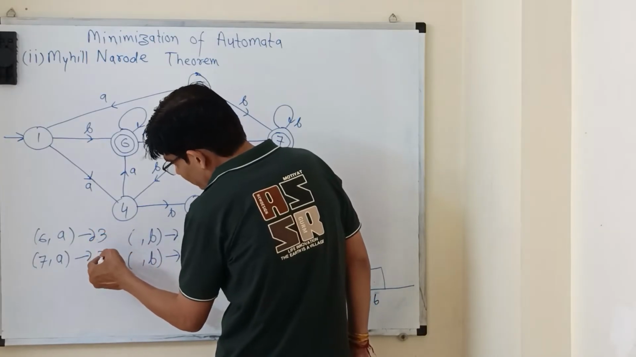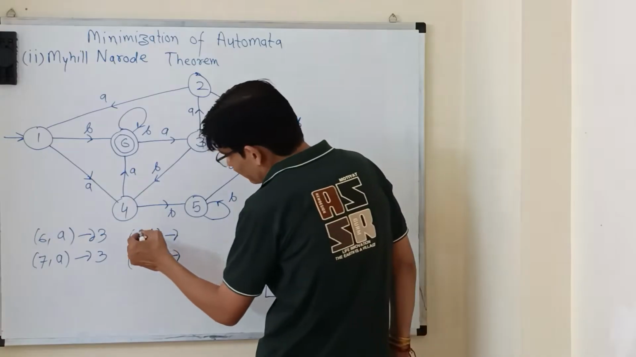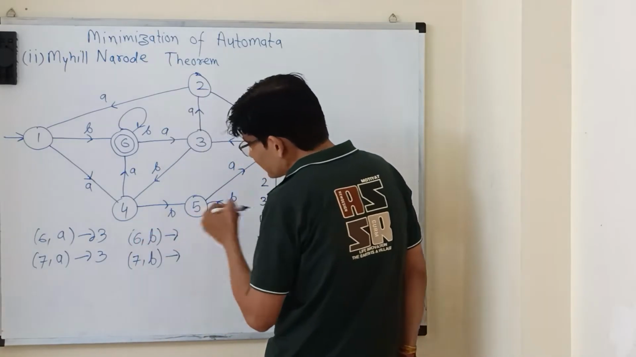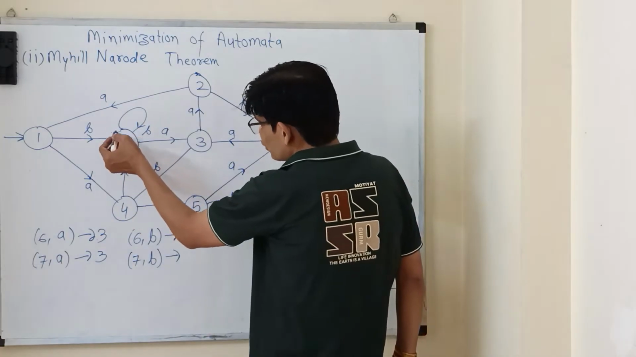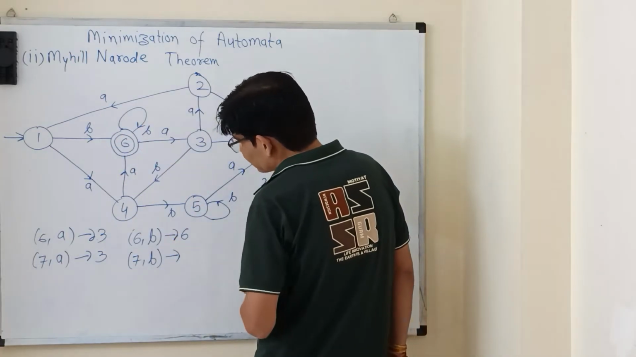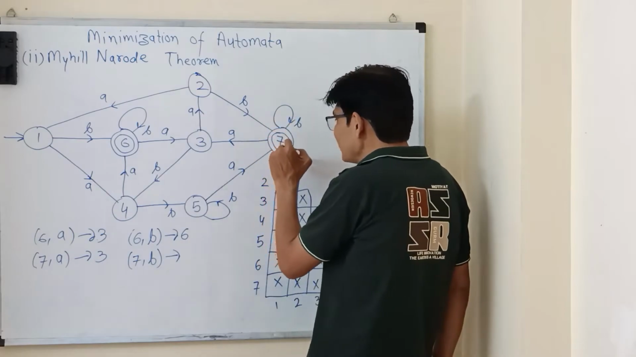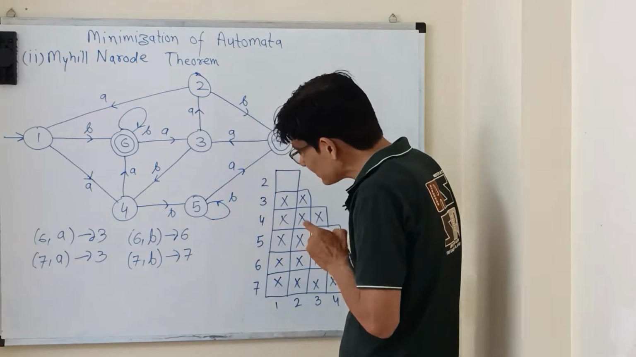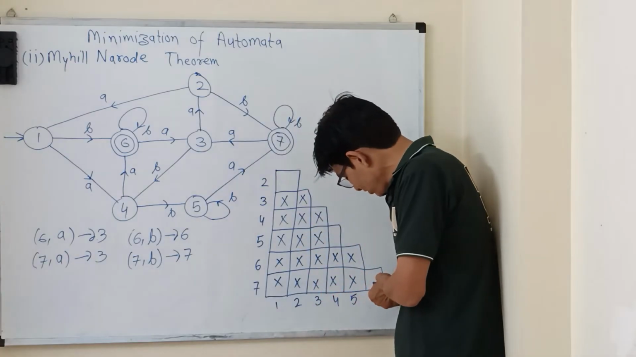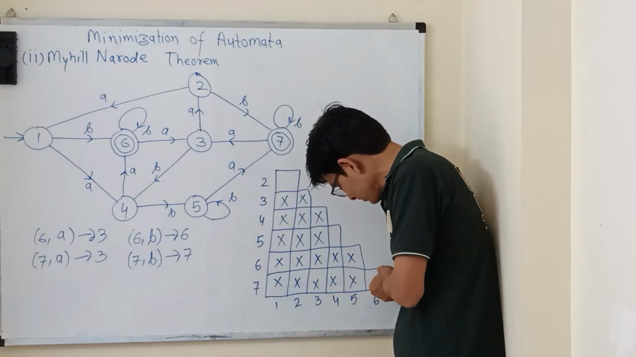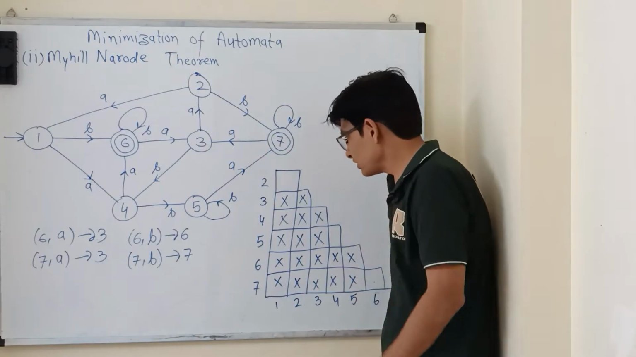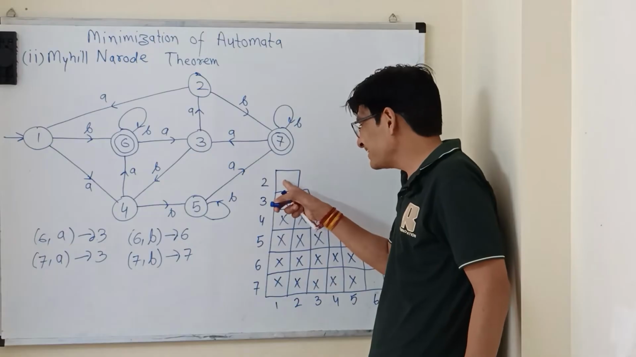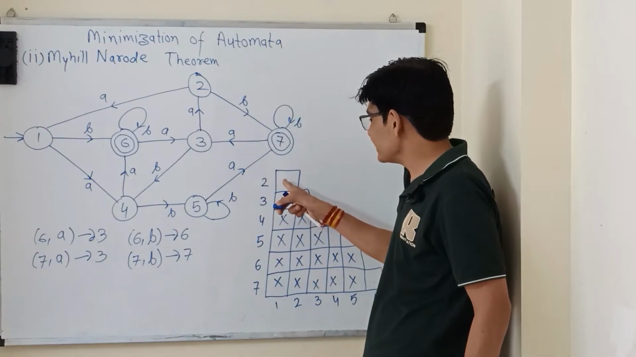Now we try with transition of B. So now on 6, if we are applying B, we are staying on 6. And on 7, if we are applying B, we are staying on 7. Now between 6 and 7, have we put the cross? We have not put any cross. So this cannot be crossed. Now as we have put some new cross here, we can try this again.